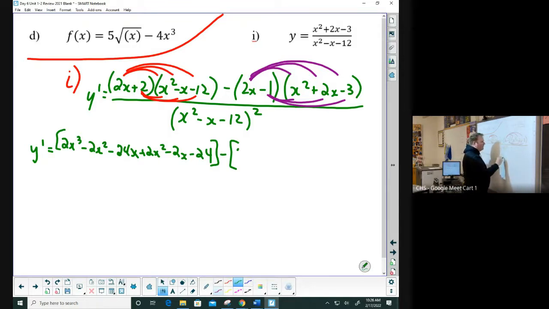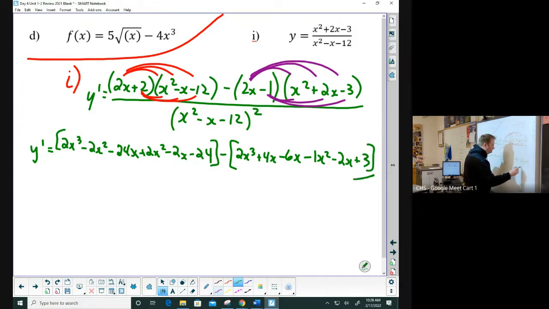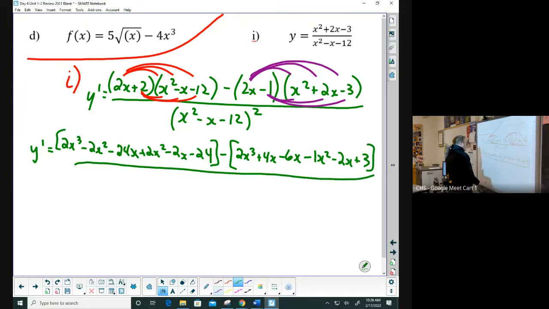So now I'm going to rainbow. That's 2x cubed plus 4x minus 6x. Now I'm going to rainbow the -1. -1x squared minus 2x plus 3. You might agree with me that, you know what, it's too easy to make a silly mistake there. So that's why I've slowed down and haven't rainbowed the negative in yet. I'll do it on this next line. It means it's going to be a bit more writing, but I'm okay with that.